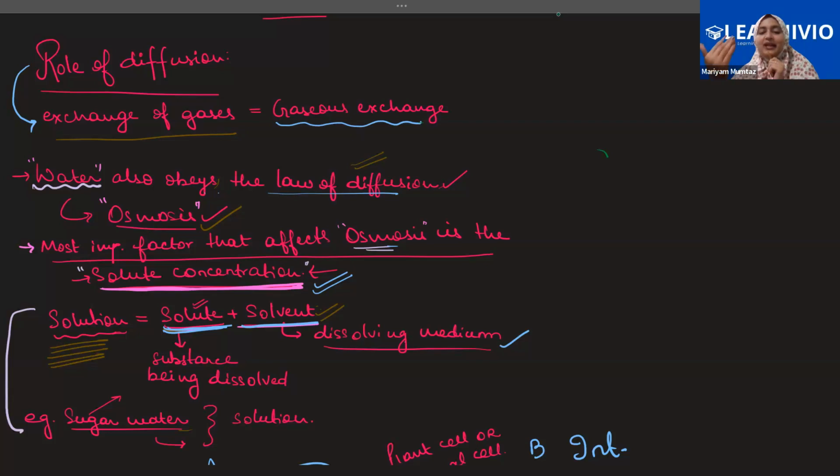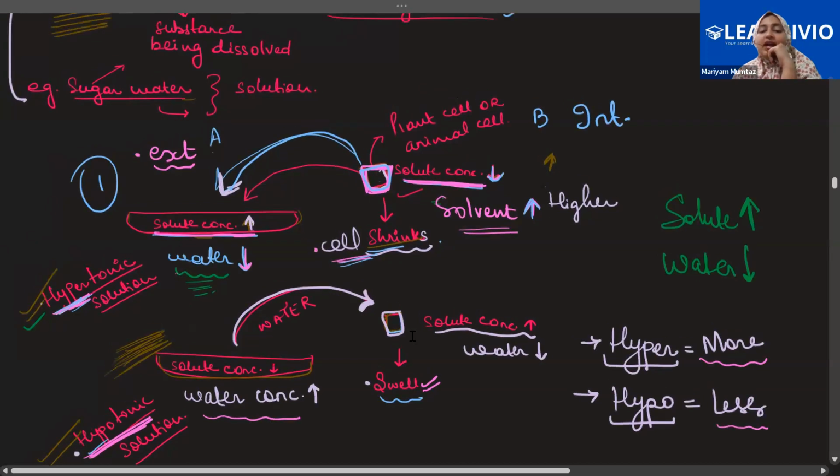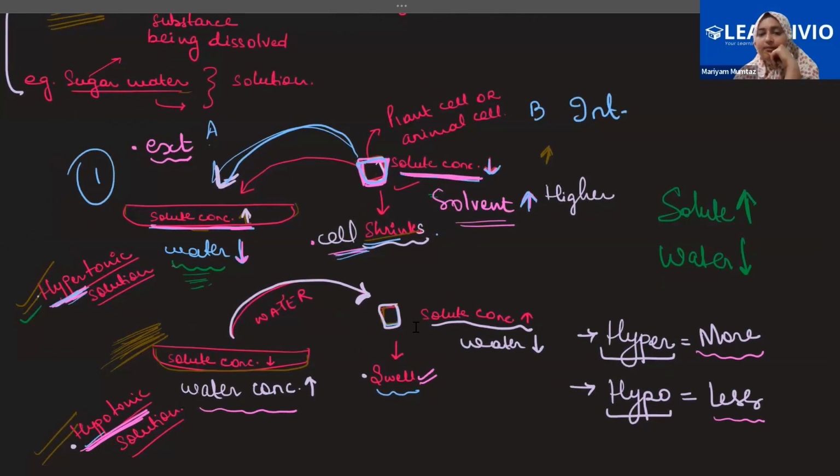Correct. You explained it in terms of water concentration. You can also explain it in terms of solute concentration, isn't it? When the external environment has higher solute concentration, water concentration is less. So now the water from the cell will move out into the external environment. So if a cell is placed in a hypertonic solution, what will happen? The cell will shrink. Very good. And if it is placed in a hypotonic solution, then the cell will swell up. Very good.